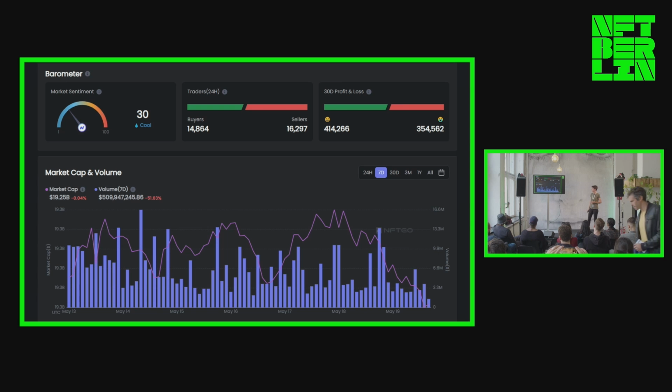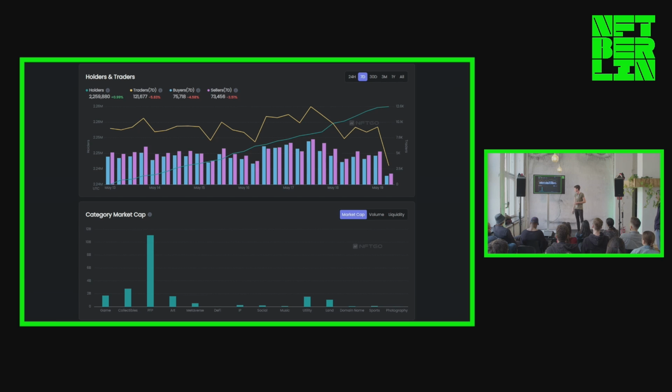The first thing, when you click on market overview, you'll see this barometer that's going to show you the sentiment, the traders, buyers, sellers, and 30-day profit and loss overall in the market. The important thing that you want to check out is overall market cap and volume. We have a specific system of how we calculate market cap. It's not the common one, and I'm guessing that you will have some questions related to market cap, and I'm going to forward you to my colleague Marco, because he's a specialist for that. So if anyone has any questions in regards to market cap, he's the one to help you out.